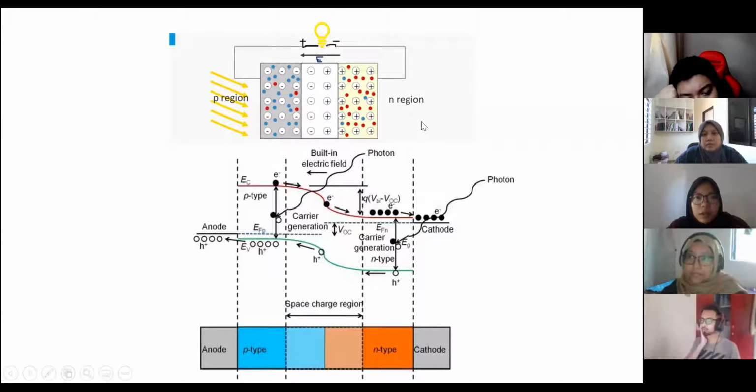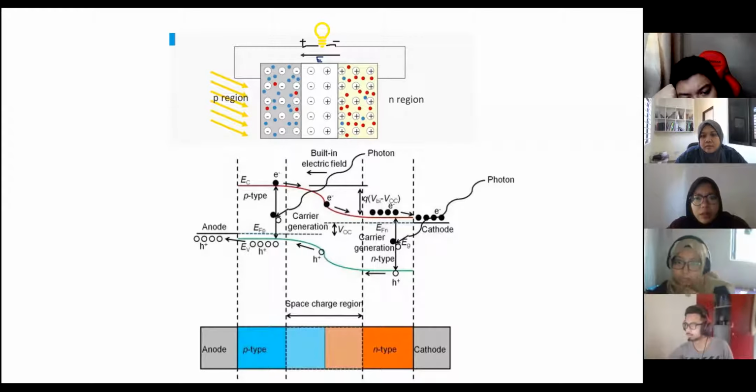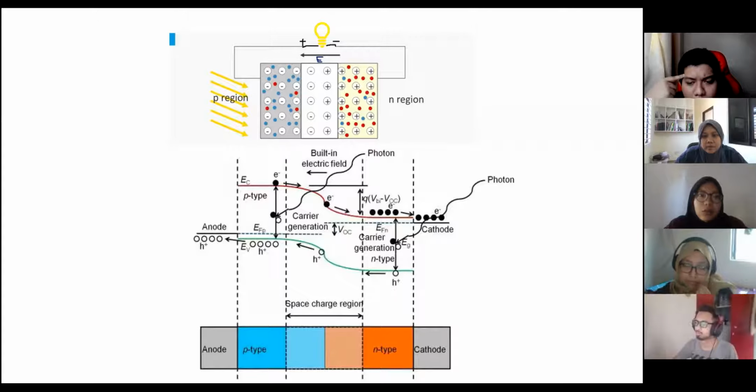When a photon hits the semiconductor material, electron hole pairs will be generated, and the photon energy must be sufficient to free the electrons in the semiconductor. Then the electron will jump, or we call it excite, from the valence band to the conduction band. And then the free electron will be drifted from the P region to the N region.